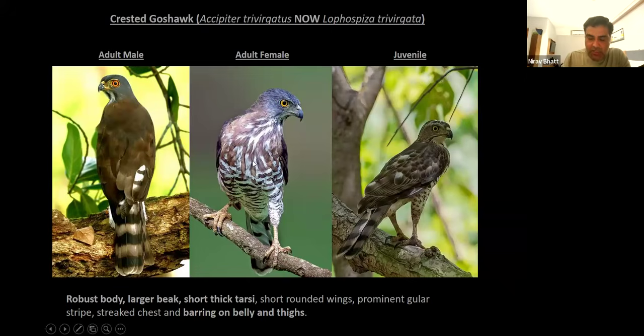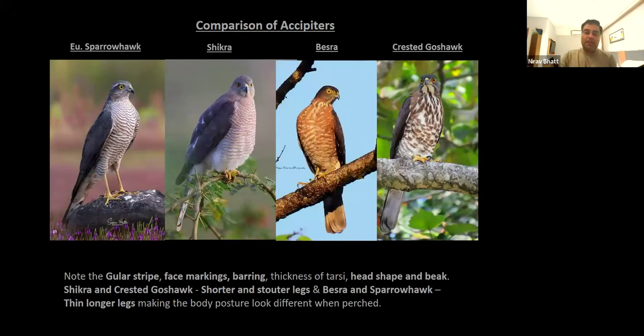Okay. Now we'll see once again the comparison part. How to identify and how to separate these four in the field. So we'll compare all of them side by side once again. What are the important parts? You see the gular stripe here. Okay, we'll start with here. A prominent gular stripe here. A prominent gular stripe here. Very faint gular stripe in the Shikra. And no gular stripe, only fine streakings on the gular region in the Sparrowhawk. So that is one ID pointer.